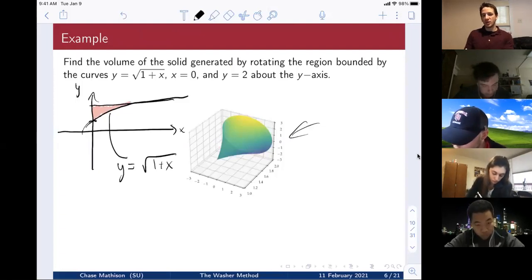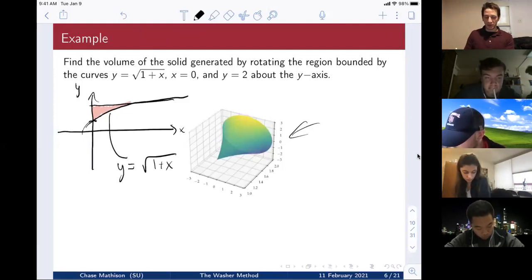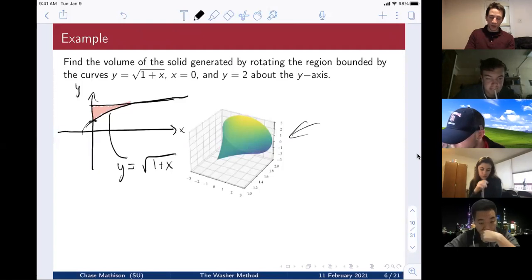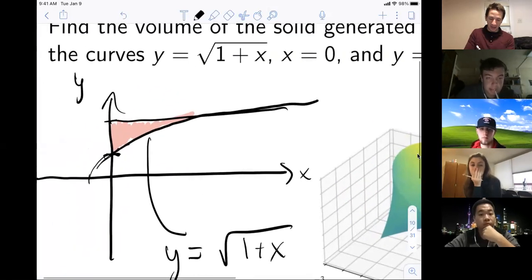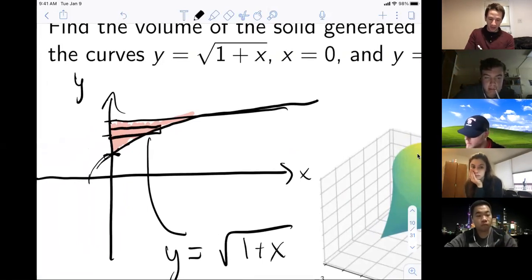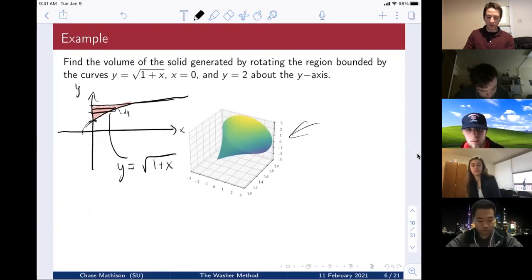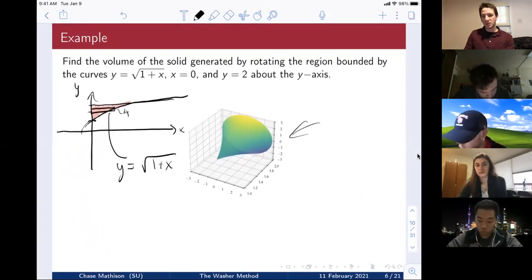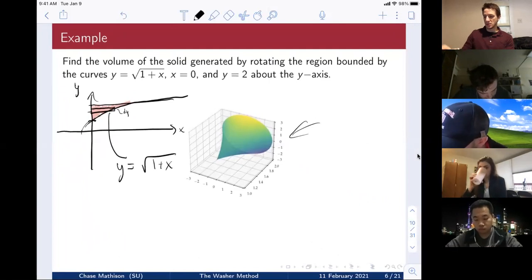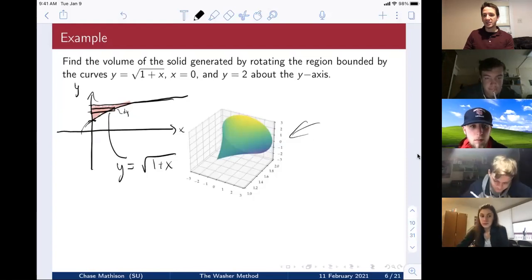So what should we do to figure out this volume of revolution? Because if I'm rotating something about the y-axis, then as of right now, the only thing we know how to do is take a horizontal slice like this, right? And it has a width of dy. So what should I do before I do anything else? Make it equal to x. Yeah, exactly right. I need to rewrite this function of x.